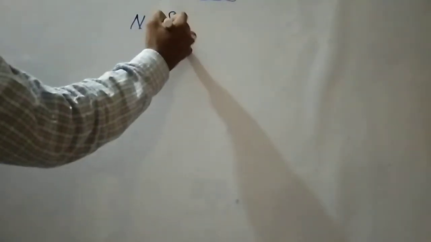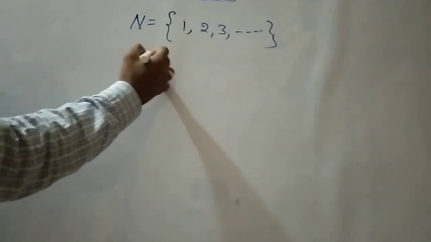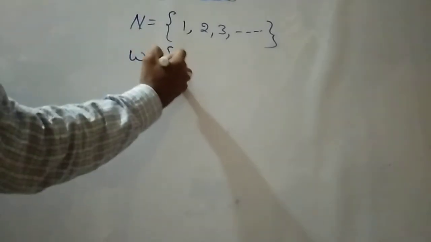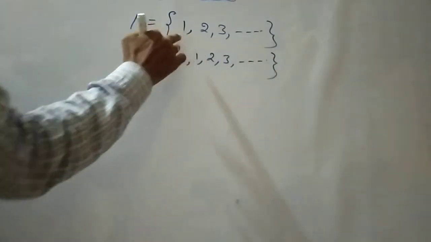Before going to this chapter, I will discuss some basics related to numbers, exponents and powers. What are natural numbers? Natural numbers are denoted with N. These are 1, 2, 3 and so on. Next, whole numbers are denoted with W, that are 0, 1, 2, 3 and so on, including 0.